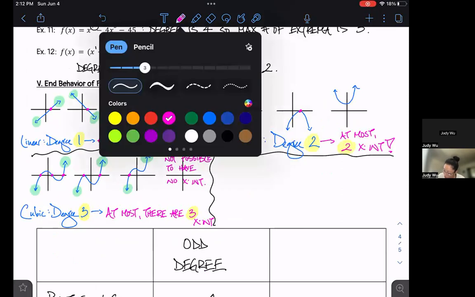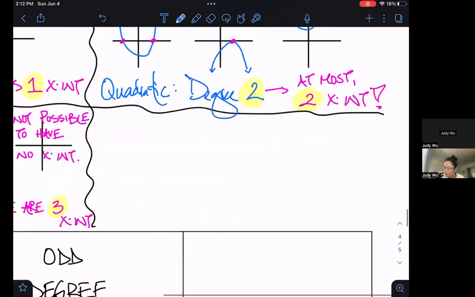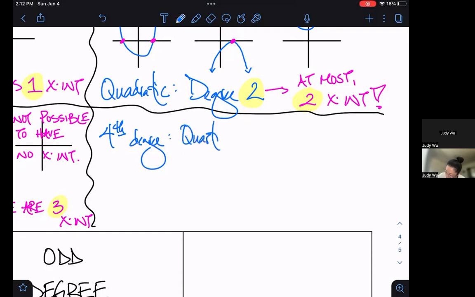Now, I don't want to draw all the pictures for these, but I encourage you to do that maybe on your own time. So if we think about the 4th degree, right? 4th degree, sometimes we call that quartic degree, all right? That one, based off of this pattern, how many x-intercepts do you think we would have at most? Well, it turns out there's at most 4 x-intercepts. All right, so 4th degree, there's at most 4.